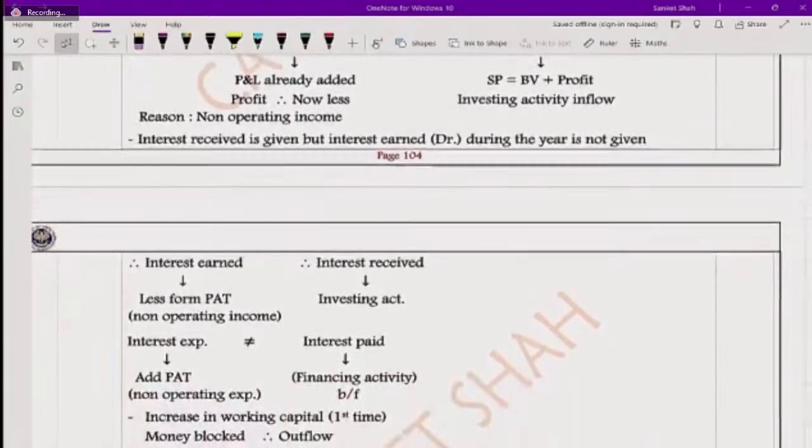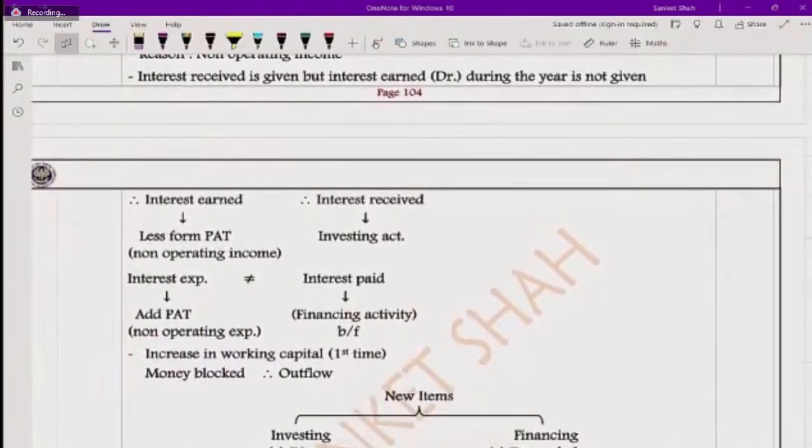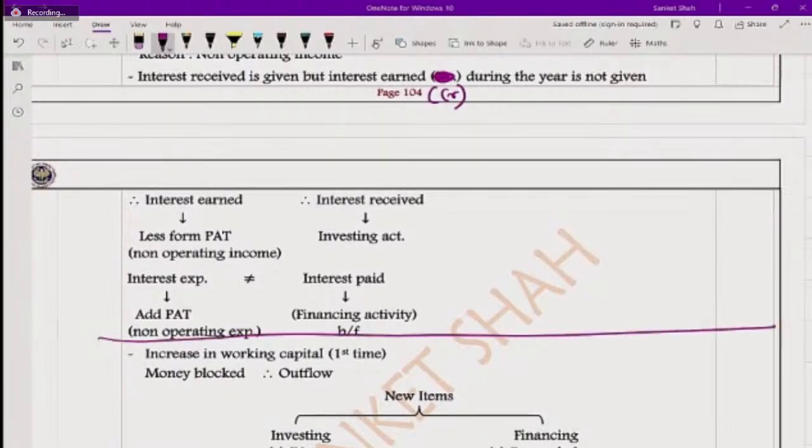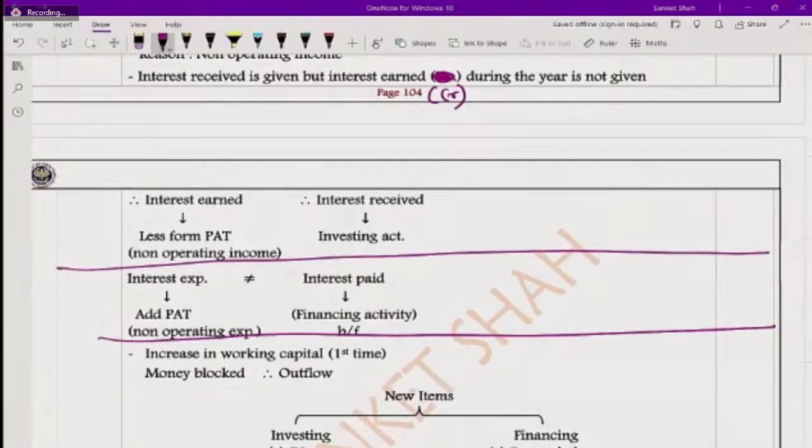Interest received is given, but interest earned during the year is not given. Debit, beta. Interest earned is credit. Since interest earned during the year is not given, therefore interest earned is to be deducted from PAT, and interest received is taken in investing activity. Assume both are same. Interest expenditure and interest paid are not same. Interest expenditure incurred and interest paid are not same. So its treatment is also given. One is added back in PAT and interest paid is a financing activity.